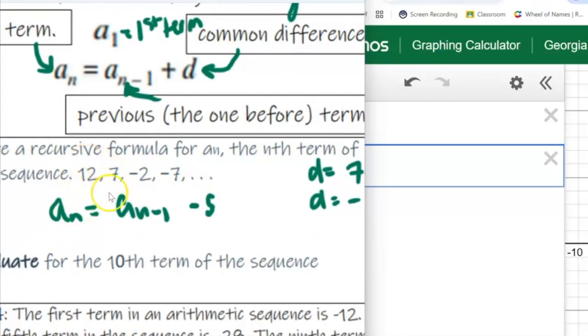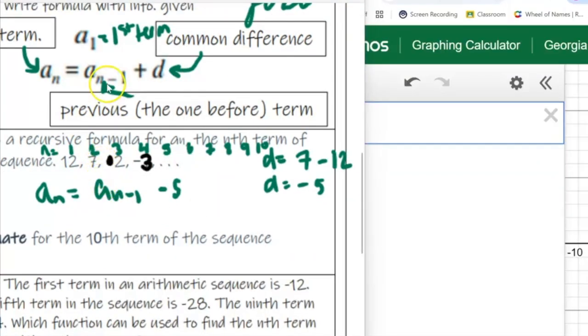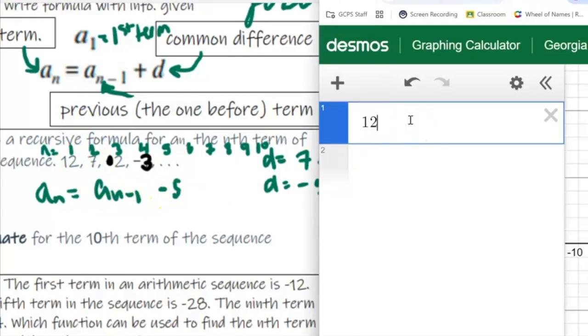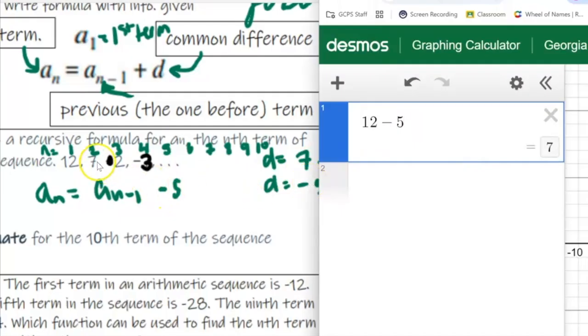All right, we want to label what we have. So this is n equals 1, 2, 3, 4. So I need number 5, I need number 6, I need number 7, I need number 8, and then I need number 9, and then I need number 10. So again, to read this, a sub n minus 1 means the previous, the one before term, right? So this is saying the one before minus 5. Okay, so we're going to start at 12. I don't have a 1 before, so I'm going to go to 7. 7 says take the 1 before, which is 12. That's what this means. And then subtract 5. So I go 12 minus 5. So you see how it gives me the next number.